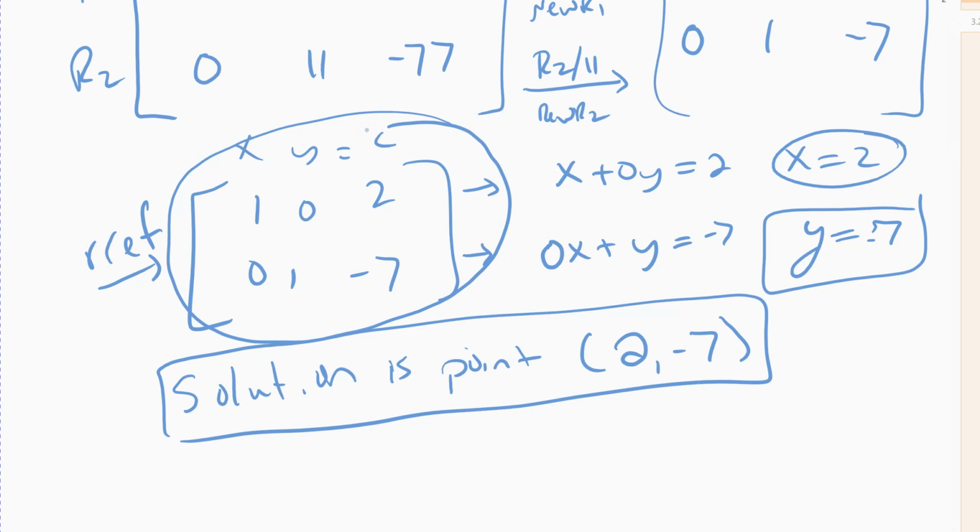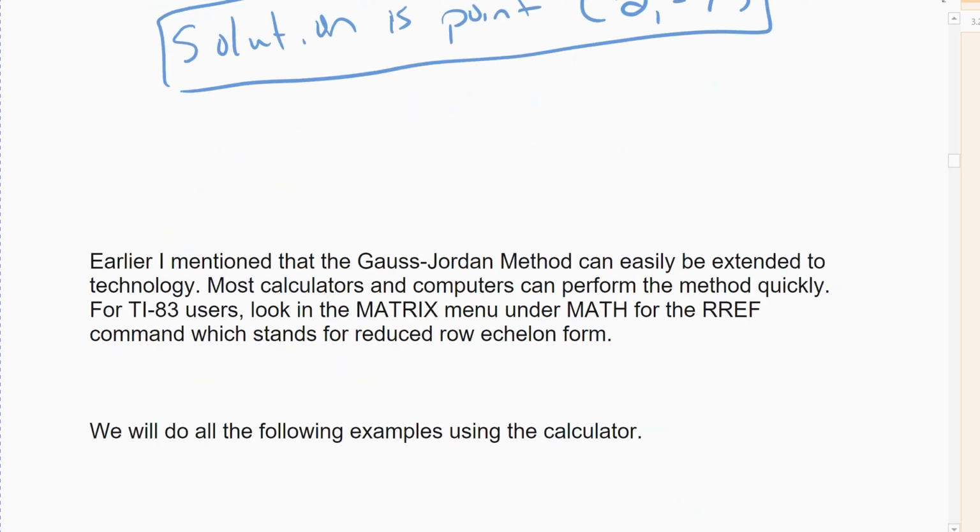The process is called the Gauss-Jordan reduction method. And this is what your calculator can do. Like I said, I showed you this one time by hand. Remember earlier I mentioned the Gauss-Jordan method is easily extended to technology. Excel will do it. You can do matrix reduction in Excel. Your calculators will do it. All the graphing calculators, 83s, 84s, Inspires, all of them will do it. You just have to figure out how your calculator does it; I'll be using my 84. But they can all find the RREF, row reduced echelon form, which is what we'll be doing in the following examples in the next video.